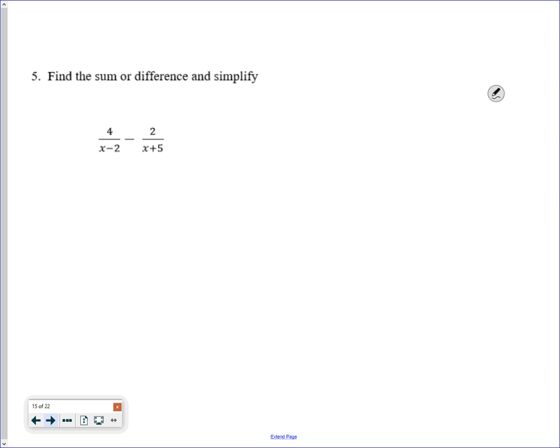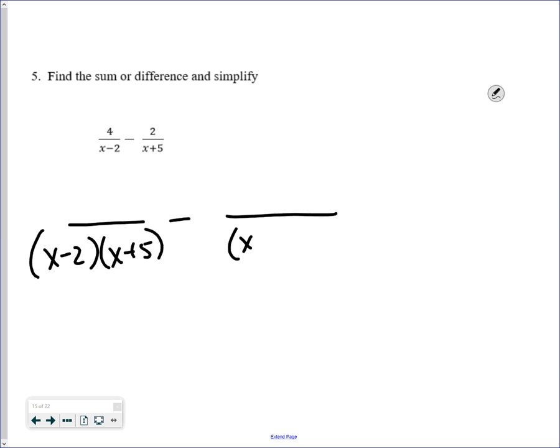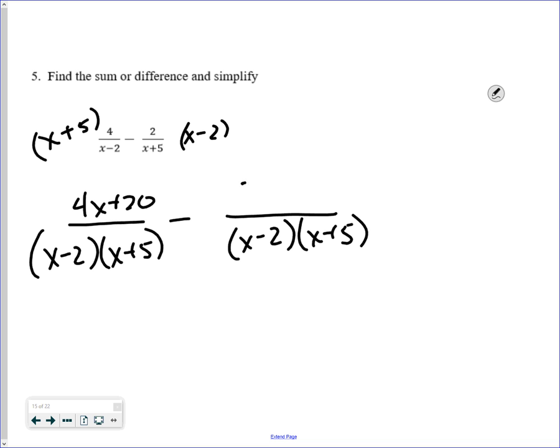Next page. Common denominator. Now, because these are binomials, you consider them as being separate. So we need an x minus 2, and we need an x plus 5 in our common denominator. So the one on the left here needs to be multiplied by x plus 5 and distribute. The one on the right needs to be multiplied by x minus 2, and I distribute.